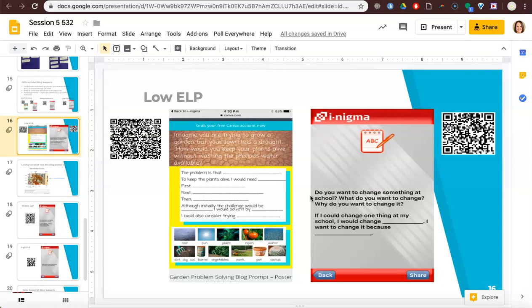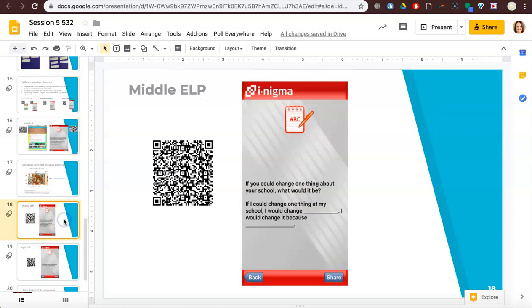So they were all present tense, simple syntactic structures. I want to change this. I want to change it because of this. And then this is more of a hypothetical, and so this is a slightly more complex syntactic structure. So if you could change one thing, what would it be? So this, while it's the same topic, is having students use slightly different or slightly more complex sentence formats.